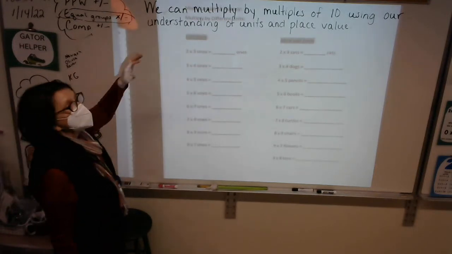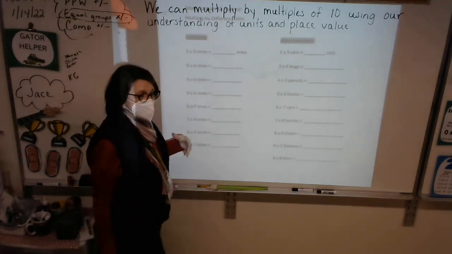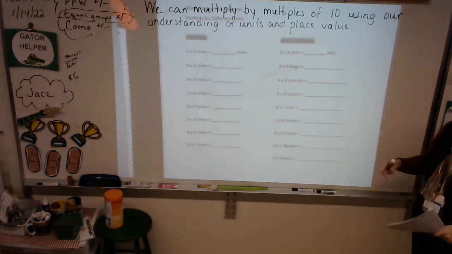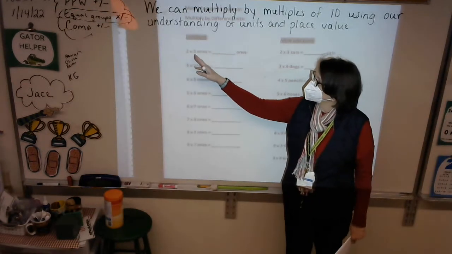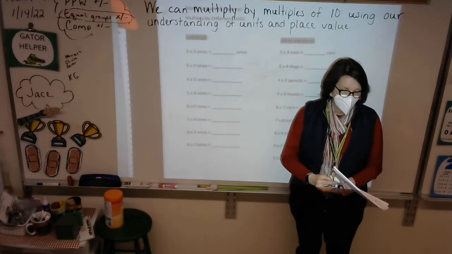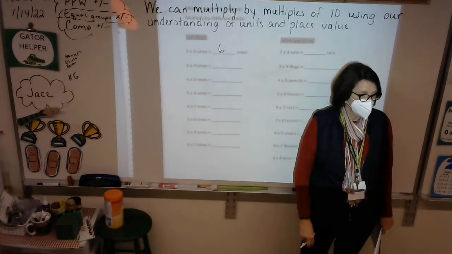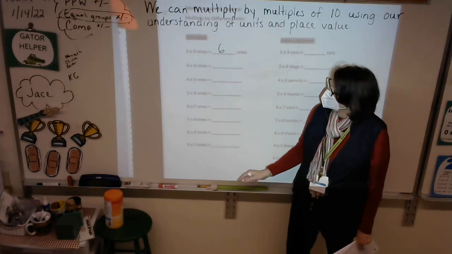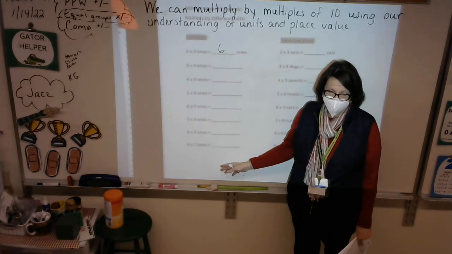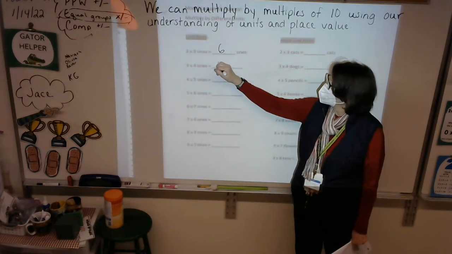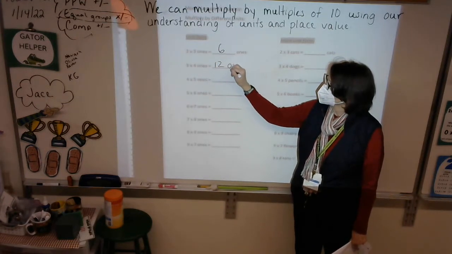All right, so unit form. Remember, we're counting units. All right? And we can multiply units too. So if we look at this, 2 times 3 ones gives us what? It gives us 6 ones. Okay, so all of these are ones. 3 times 4 ones gives us 12 ones. Make sure you write the ones.